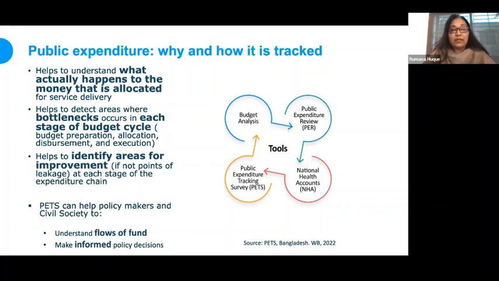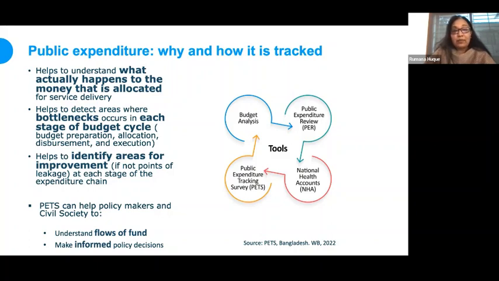So public expenditure, when we track that, this really helps to understand what actually happens to the money that is allocated for service delivery. Once you allocate the money, are these being spent as you planned? What you have allocated, has this really arrived at the hospital? If it has arrived at the hospital, have they really spent it? It doesn't always mean that what you have allocated as budget will ultimately end up as spending at the facility level, at the hospital level.